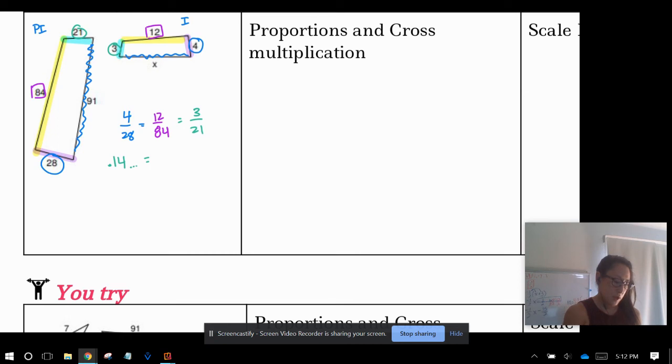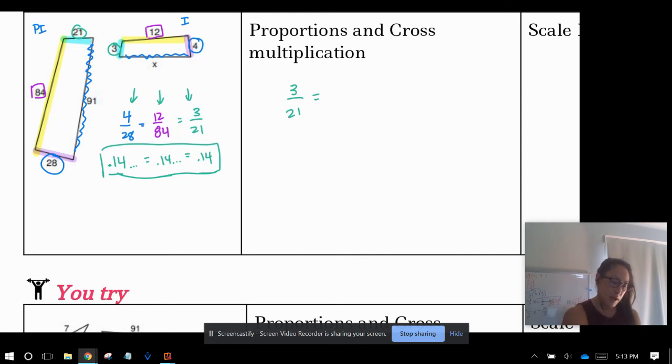12 over 84 is 0.14. 3 over 21 is 0.14. So I know that I matched up the right sides with each other. If I didn't get the same scale factors here, then I would have to figure out which sides to divide so that I do get the same scale factors. Okay, so I'm going to use any one of these three scale factors. I'm going to use the 3 over 21 because that's the one that's driving with me.